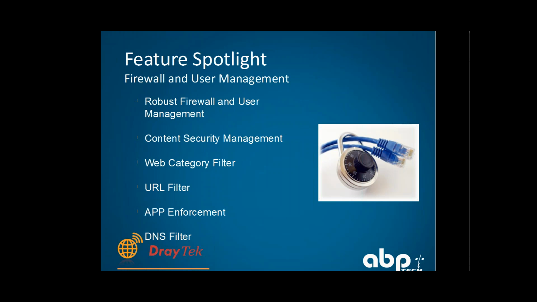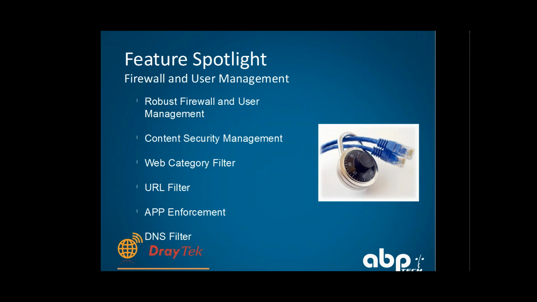Now, I'd like to mention the web category filter here. This is the only feature on the router that requires a license because it's a third-party provider that supports this feature. So what this means is that if you want to block a particular website, for example, facebook.com, you can do that through the URL keyword filter, which is inbuilt and it's free.